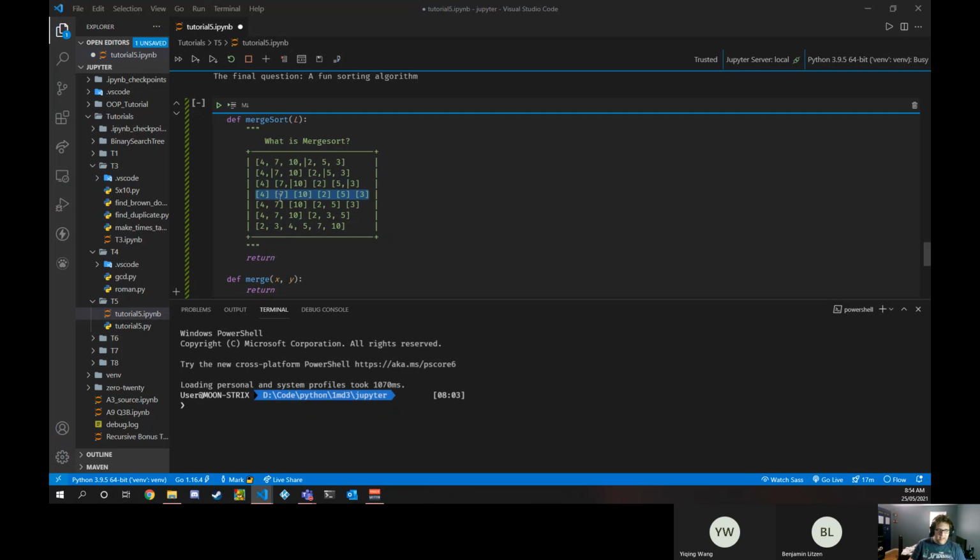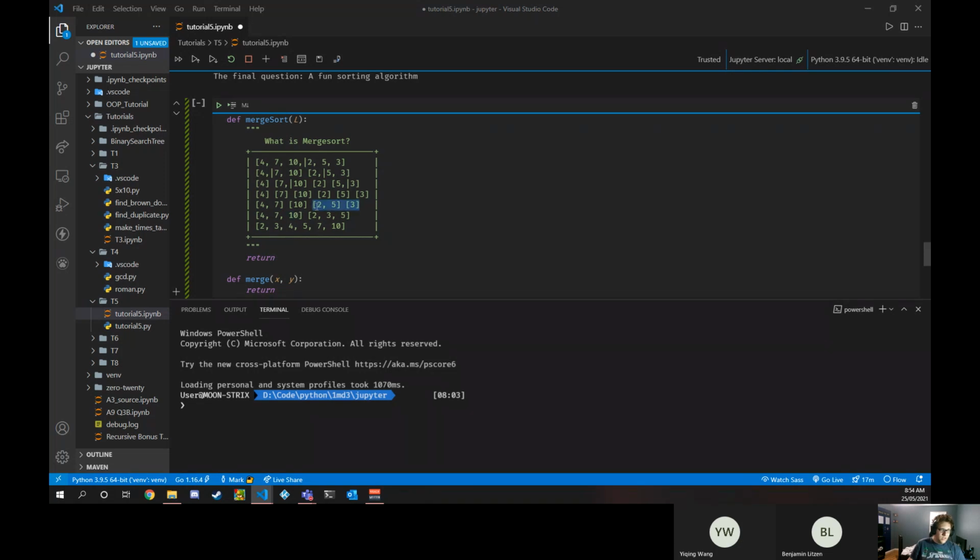I begin merging exactly how that GIF showed you. 4 and 7, 4 goes first, 7 goes after. 10 stays on its own because technically it's a different part of the question. 2 and 5, 2 goes first, 5 goes next, 3 stays on its own. Then looking at this line, you have 4 and 10, well 4 goes first obviously, go back up. 7 and 10, 7 goes first. This list would then be empty, so then you only have 10, put 10 in the list.